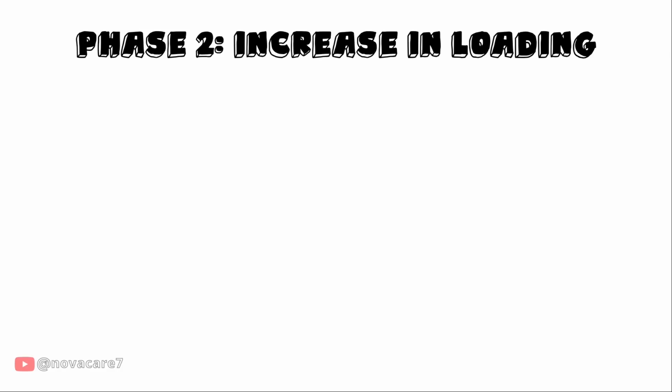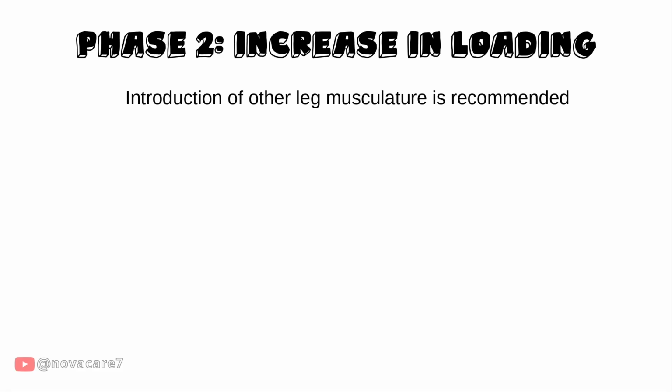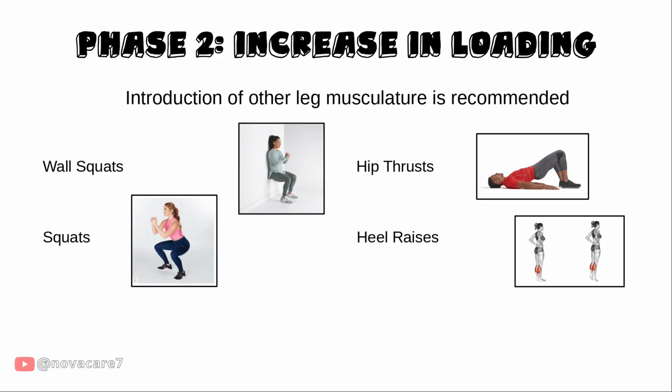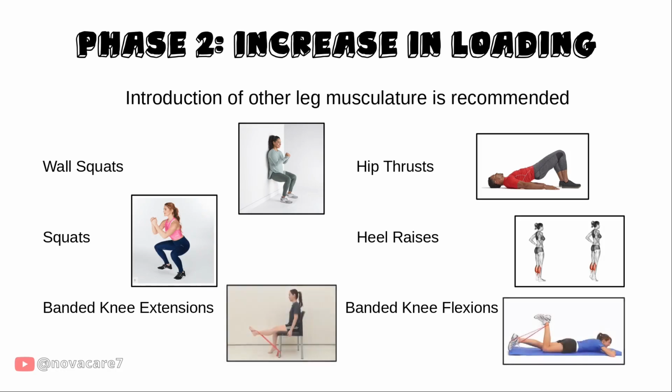Then phase 2 is gonna be an increase in loading. We are gonna also introduce other leg musculature to prepare all our lower limb for more intense demands. We have wall squats and hip thrusts, which we are gonna do without any weight. Squats and heel raises, and banded knee extensions and banded knee flexions. As you can see, this is gonna turn into a more complete program, and it's increasing the intensity of some of the previous exercises we did.